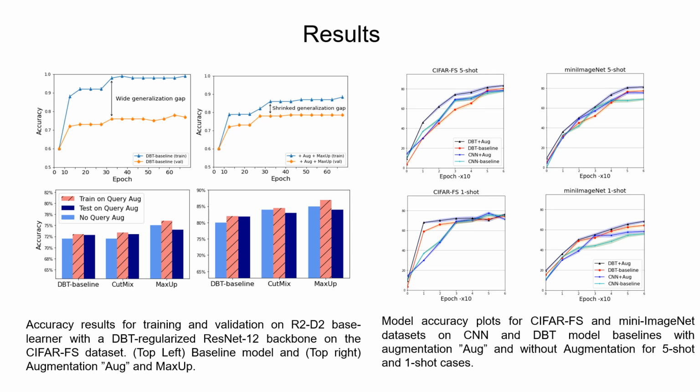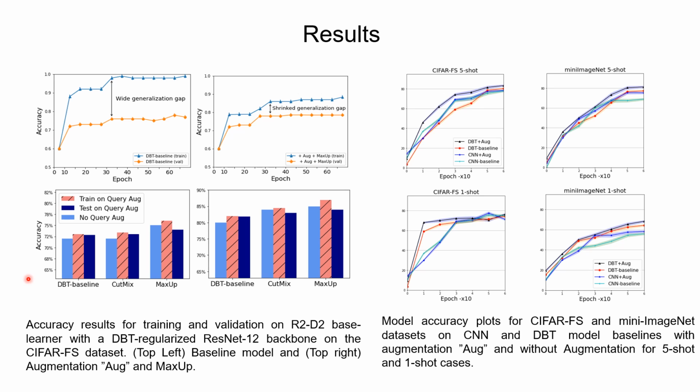Here we show accuracy results for training and validation on an R2-D2 based learner with a DBT regularized ResNet backbone on the CIFAR-FS dataset, which are in the top left, and the top right model using augmentation and the Mixup. So here we show our baseline for both train and validation, and here we have for augmentation using the Mixup for both training and validation.